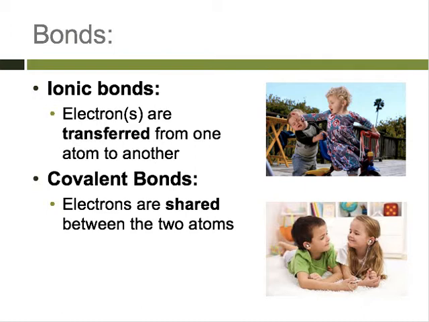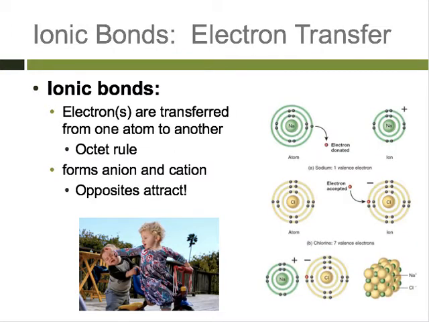So we have two types of bonds. We have ionic bonds, and that's this one up here. This is the not sharing. The electrons are going to be transferred from one atom to another atom. And then we have this situation down here, and this represents a covalent bond. Covalent bond is where the electrons are nicely shared between the two atoms. So let's talk about ionic bonds first.